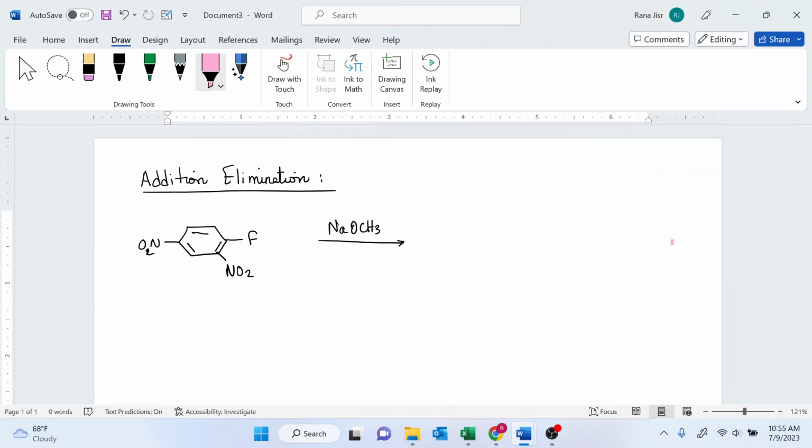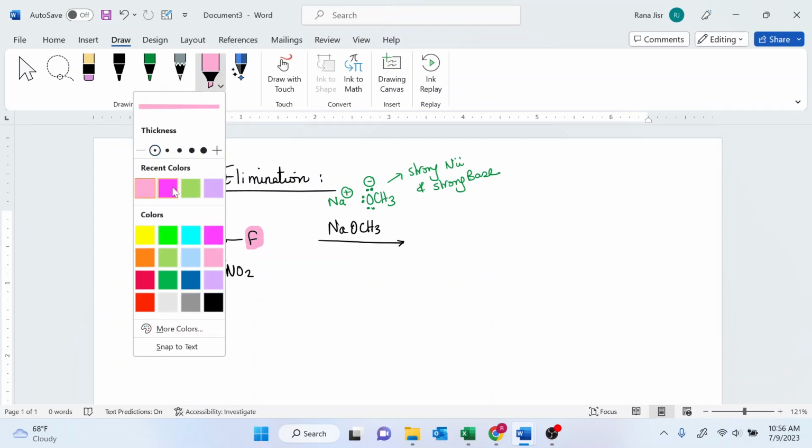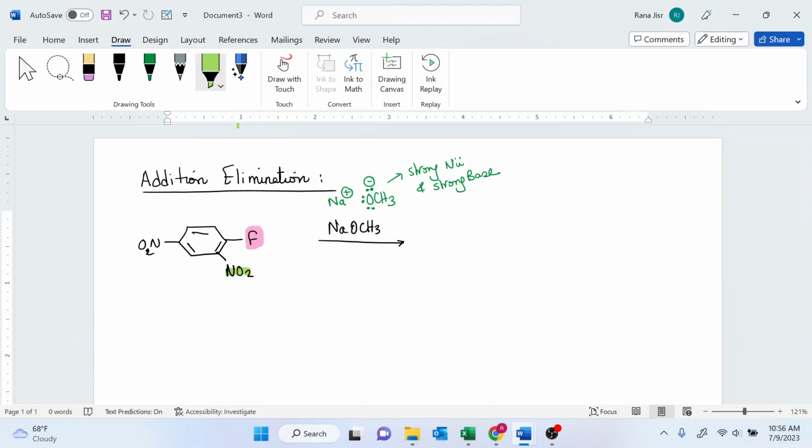Let's have another example here. First, you make sure that your halogen is there, and then you look at your nucleophile and make sure that your nucleophile, which is the OCH3 in this case, needs to be both a strong nucleophile and a strong base for the reaction to happen. And then last, you would need to look at your electron withdrawing groups and make sure that they are either on the ortho or the para position.